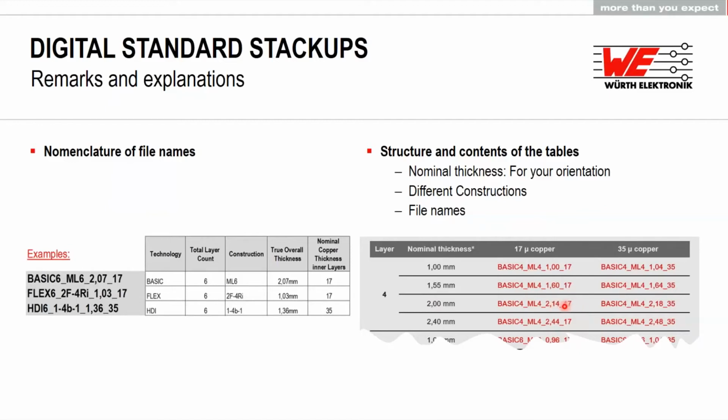So this will end up in a thickness of 2.14 millimeter based on the stackup, and with 1 ounce inner layers, we will even have 2.18 millimeter. So this is a real thickness without a tolerance. So you have to calculate plus minus 10% tolerance on this value. Okay.